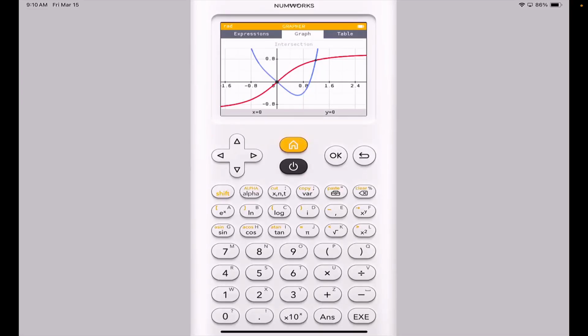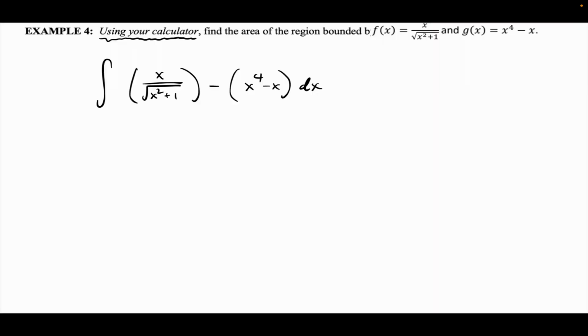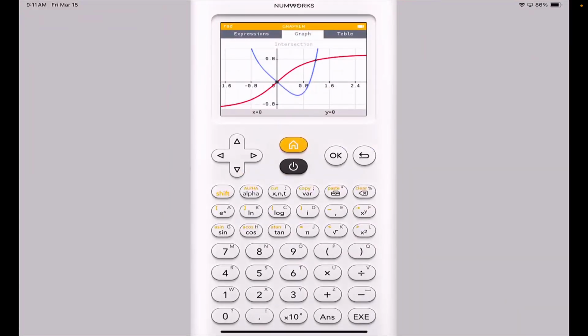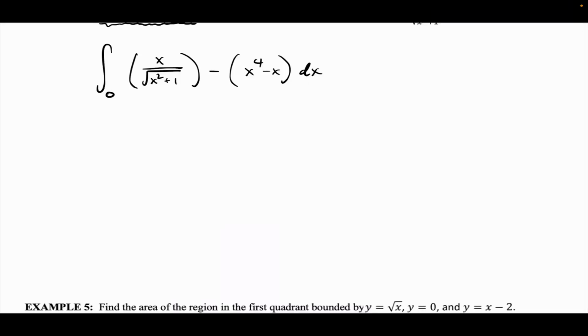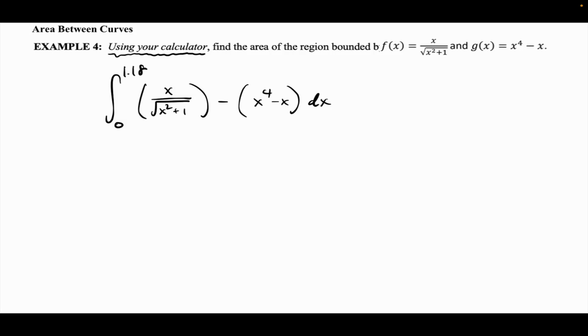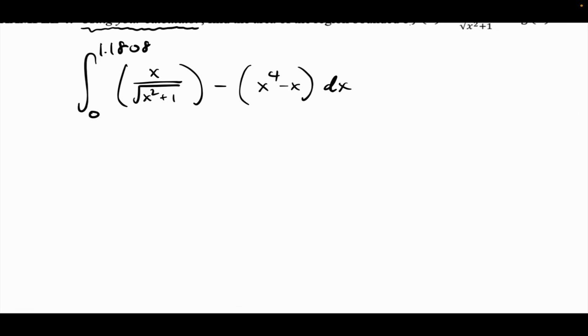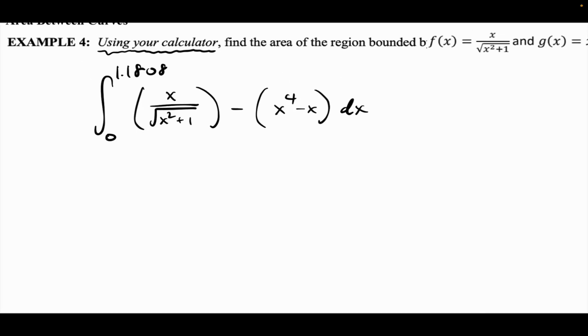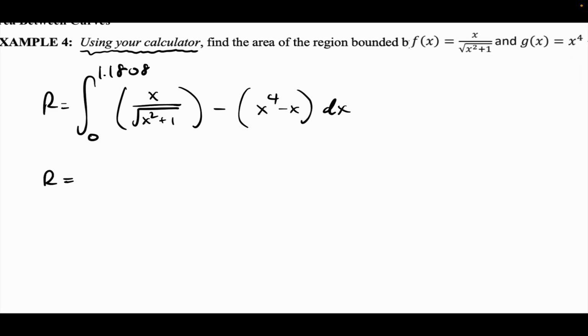So the first intersection was at 0, 0. Second intersection was at 1.1808. Done. Throw it in your calculator and you're done.